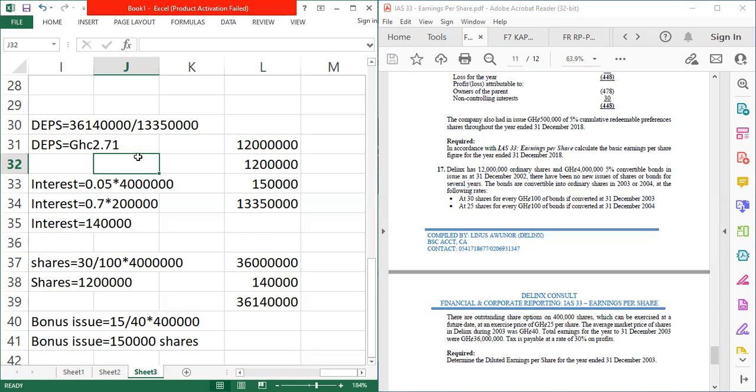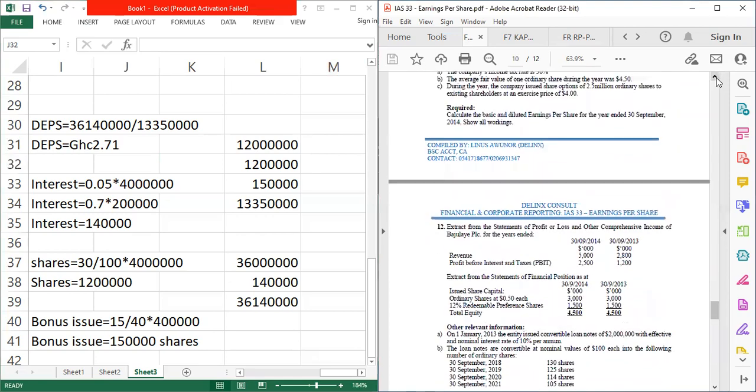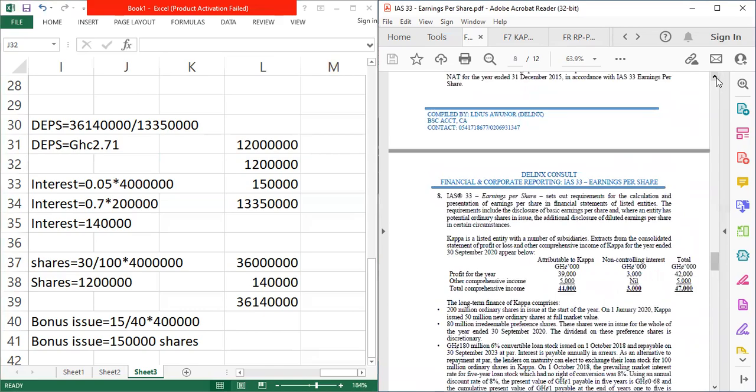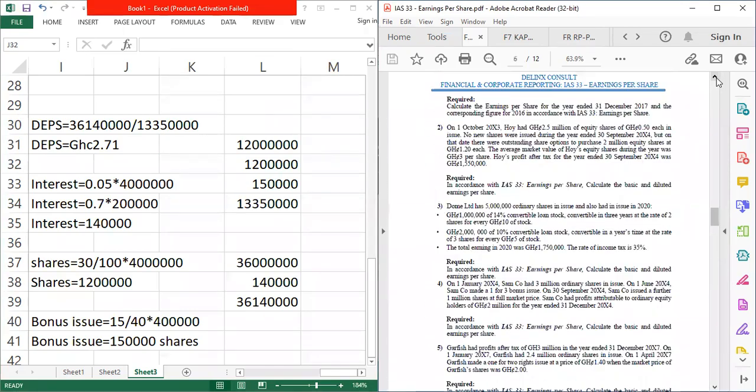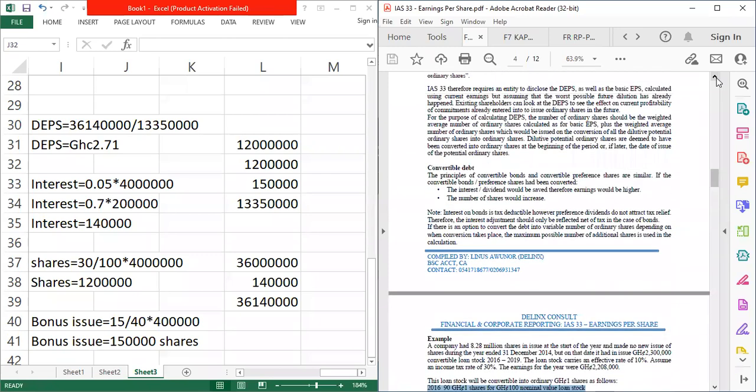What you do is that you see what they say over there. If you look at the ICAN manner, they have been using fractions. I don't want to confuse you, because if you look at a fraction, you don't even know what they are saying. So the best way is to just find the right issue fraction and apply it on the shares that they have at the beginning, including the bonus issue.